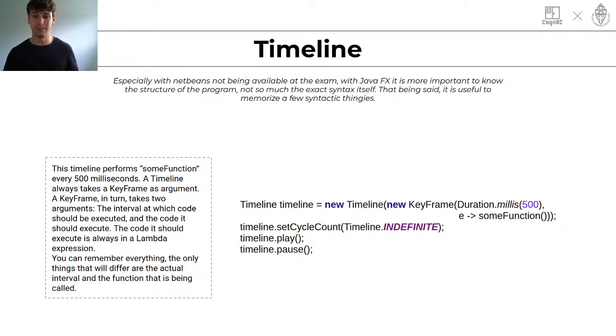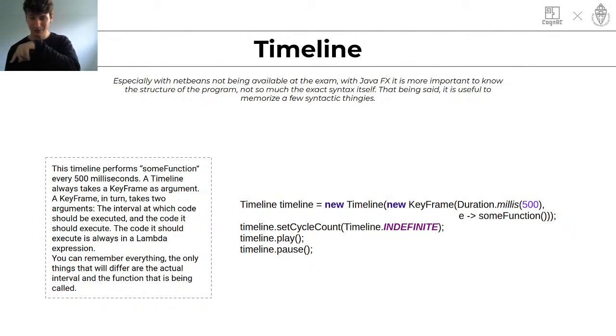You will likely get an appendix where you can see it as well. But just to make sure, it's one line of code, or 2 lines of code altogether. So you just need to know that you create a timeline, add a keyframe to the timeline, and in the keyframe you add the interval, so in this case duration.millis, and then as a second parameter in the keyframe you add a lambda expression which calls some function. You don't need to know what that E is. You see E arrow some function. You don't need to know what that E does. All that you need to know is that in this case, every 500 milliseconds, some function will be called.